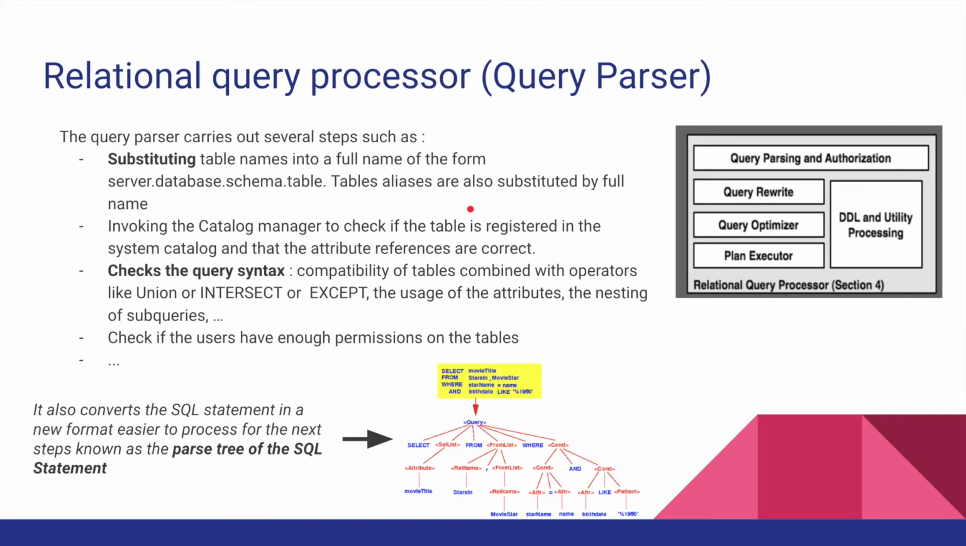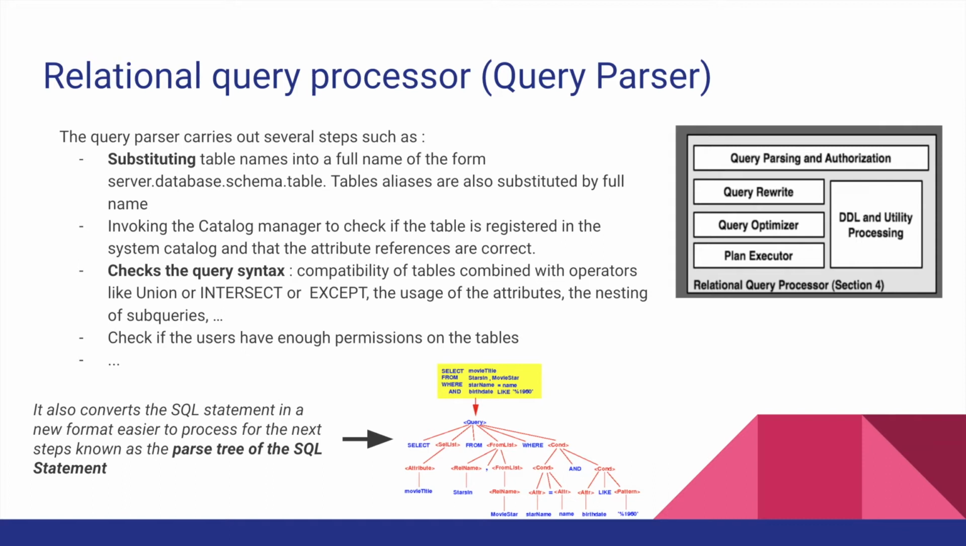So let's take some time to go through each step of this block. After arriving from the client manager, the query goes directly into the query parser. It carries out several steps, like switching the table names for full names of the form server.database.schema.table. It also substitutes the aliases by this kind of full name. It invokes the catalog manager to check if the table exists in the catalog and that the attributes referenced are correct also.